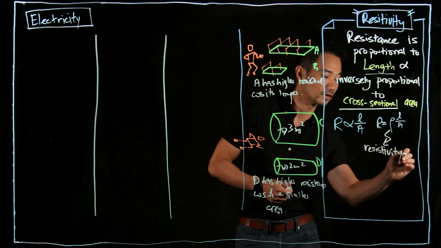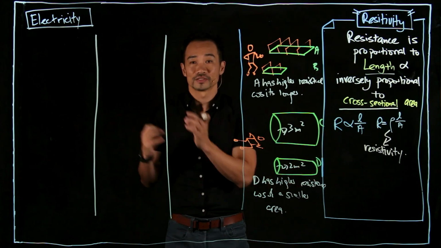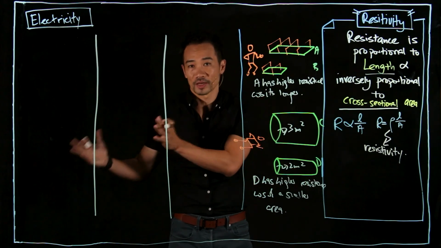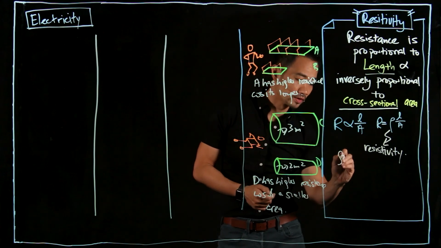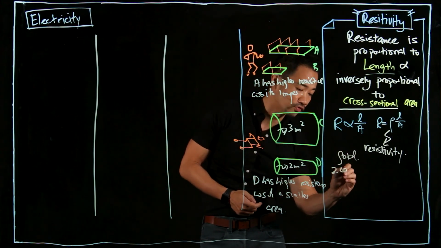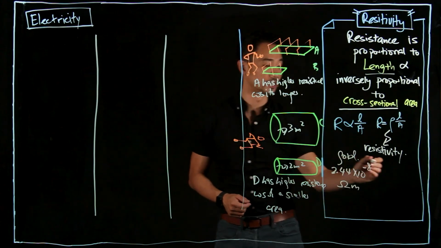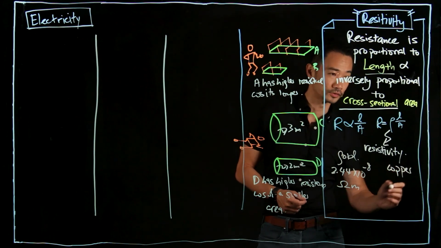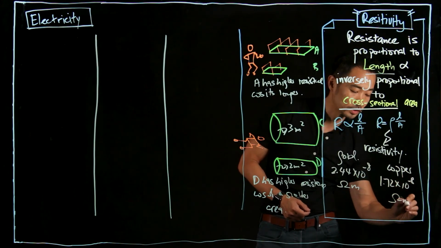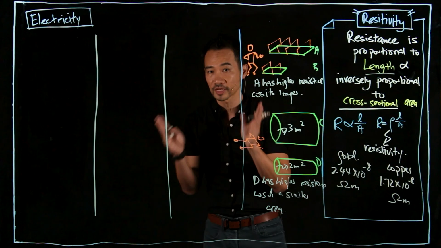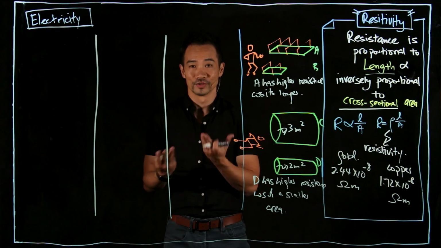Resistivity. Different materials have different resistivities, and that is a constant for each material. They won't one day suddenly change their resistivity. So for example, gold has a resistivity of 2.44 times 10 to the power minus 8 ohm meters, whereas copper has a resistivity of 1.72 times 10 to the power minus 8 ohm meters. So what this shows us is that for the same length of wire, copper actually has a lower resistance compared to gold.